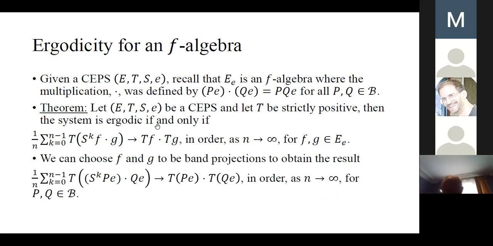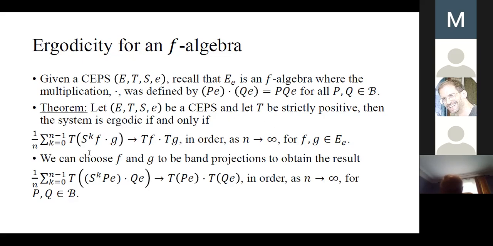And we established the result that if ETSE is a CAPS and T is strictly positive, then the system is ergodic if and only if we have this convergence condition. This convergence condition tells us that the Cesàro mean of T applied to SKF times G converges to TF times TG in order as n goes to infinity for F and G in the f-algebra EE. So we need to restrict our attention to EE so that we can consider F times G.